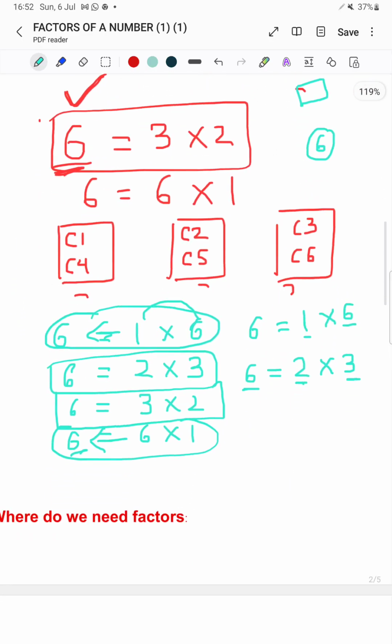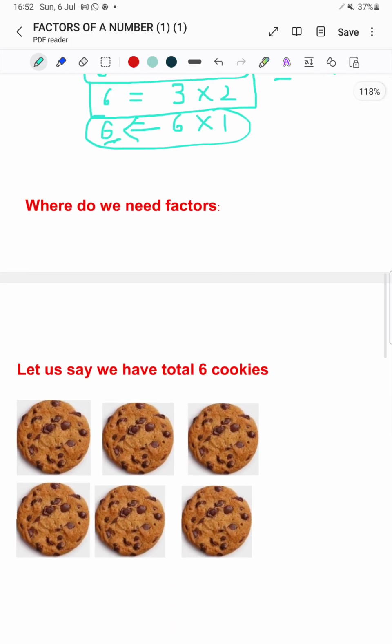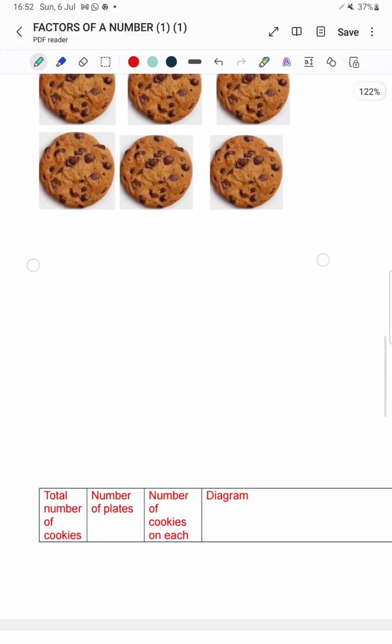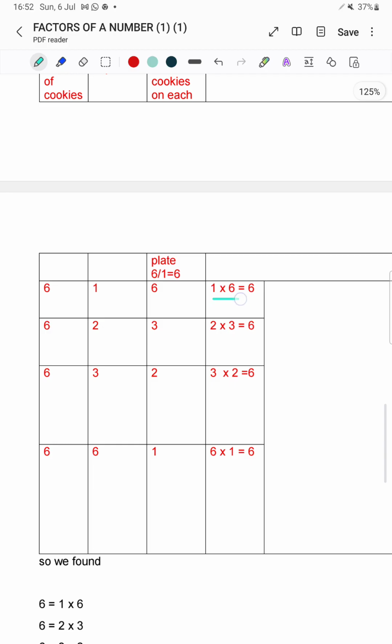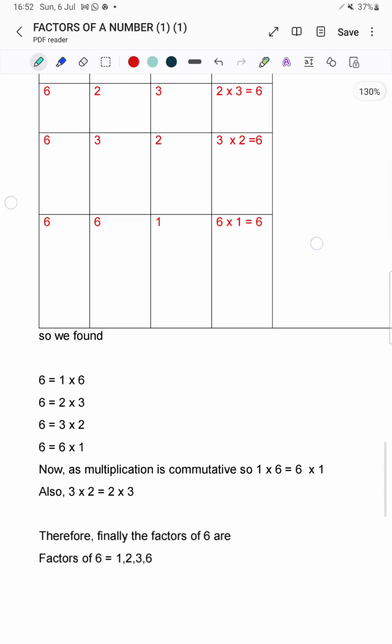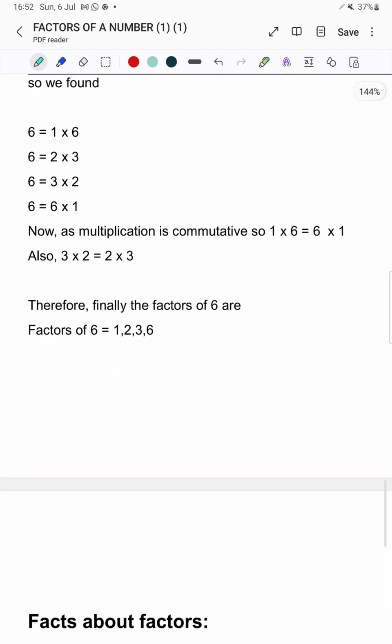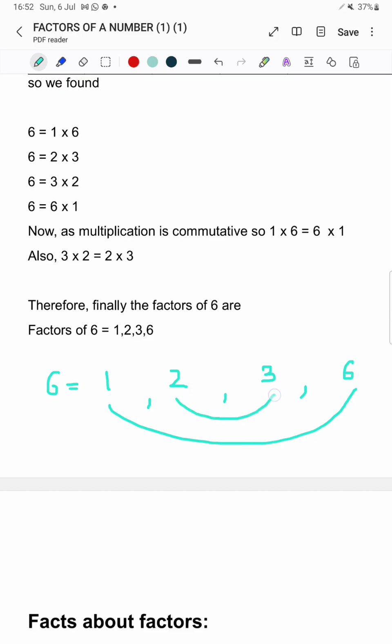Okay, now how will we write those factors here? This is the diagram here. These are the cookies given, and we can write here 6 equals how many plates, and how we can write down these sentences. Now if we apply that rainbow concept here, I can write 6 is equal to 1 multiplied by 6, so that is one factor pair of 6. Another is 2 and 3. So these are the 4 factors of 6, and whenever we form the factors, this is a rainbow.